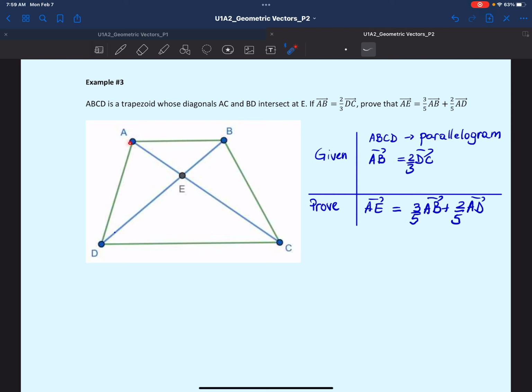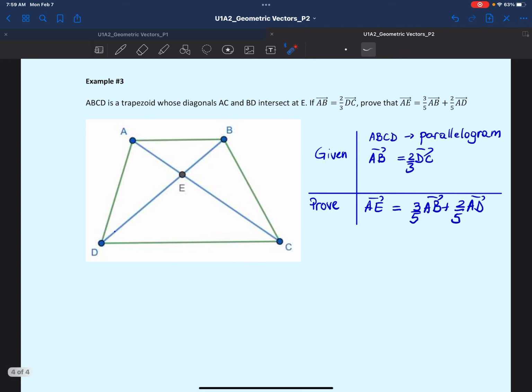In this case, we're given the trapezoid ABCD, and the diagonals AC and BD intersect at a point E as indicated. We're told that AB is 2/3 of DC. So let's take a look at where AB is. That's one of the bases, the smaller one, and DC is the larger base. And it seems that AB is 2/3 of DC.